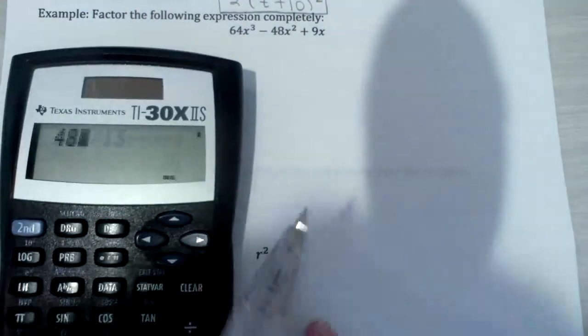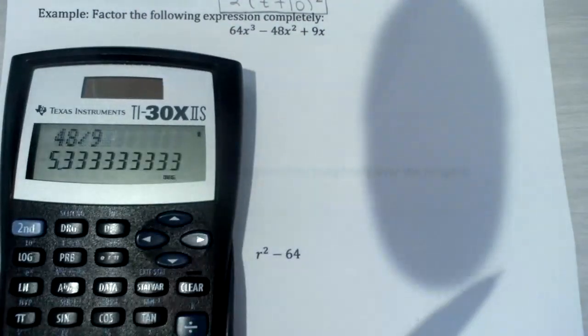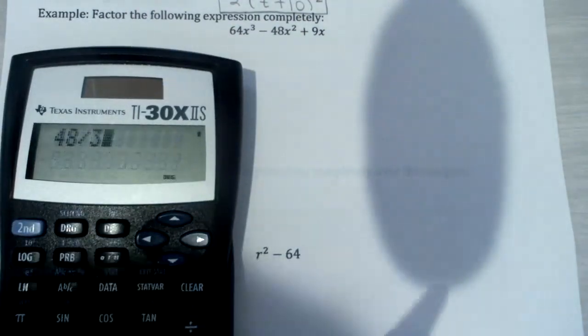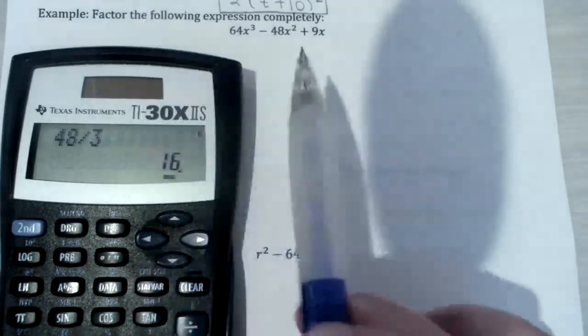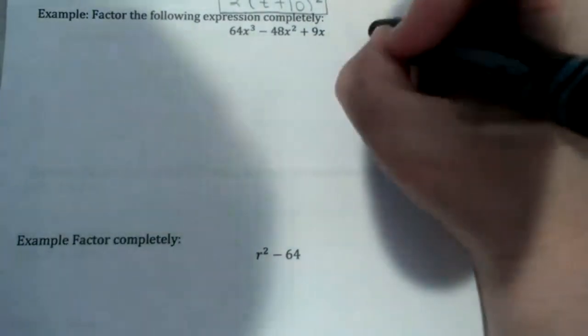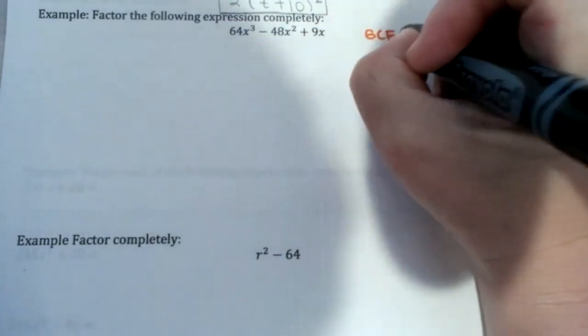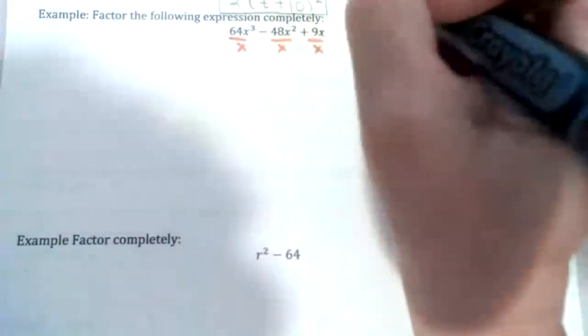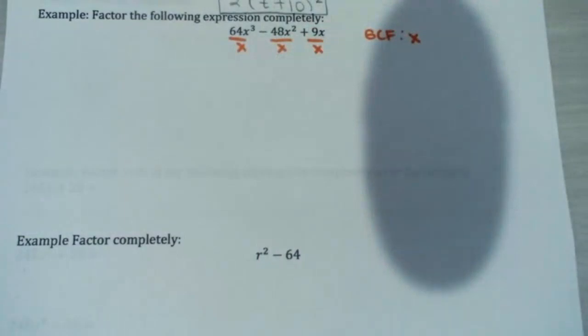48, 9 does not go into 48 evenly. 3 would be another option. But let's see, is 64 divisible by 3? No, so 3 doesn't go into every single term. So no numbers that they all have in common. But they do have a GCF. They all have an x in common. So let's factor or divide out that GCF of x. So that GCF of x is coming out front.